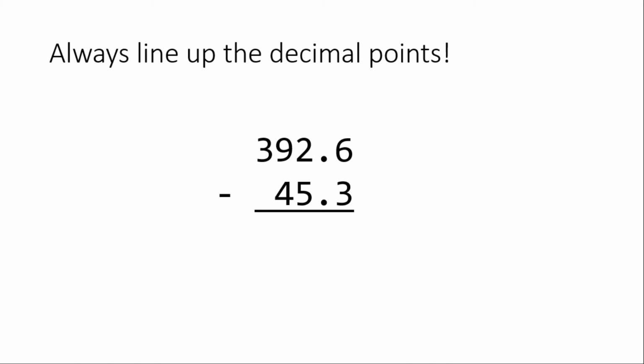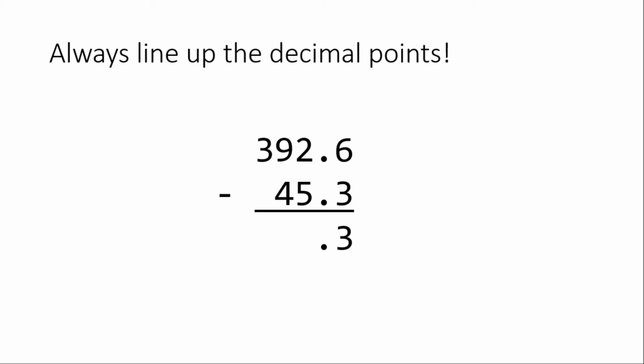Now try this one. Is the decimal point lined up? Yes, it is. Press pause to try it out. Press play to check your answers. Do you get this one right? First you put the decimal point under the other ones, then you subtracted the tenths. 6 tenths minus 3 tenths is 3 tenths. Now you subtract the rest in the wholes. 2 minus 5, oh, you can't do that, can you? Okay, we're going to have to regroup.